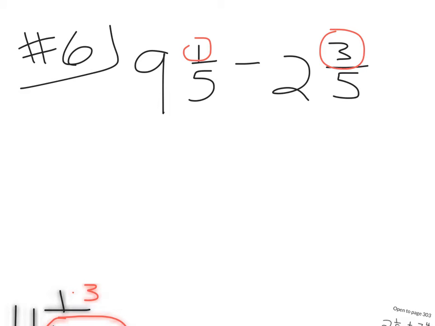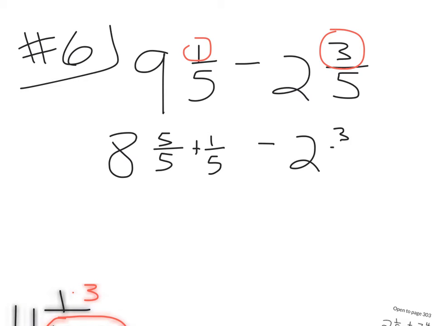I'm borrowing from the 9. But what I'm going to do is I'm going to say 9 is the same thing as 8 and 5/5. So 8 and 5/5 is 1 whole. 8 and 1 whole makes 9. Plus I still have this extra 1/5. And then I'm taking away 2 and 3/5. So putting that together, 8 and 6/5 minus 2 and 3/5.